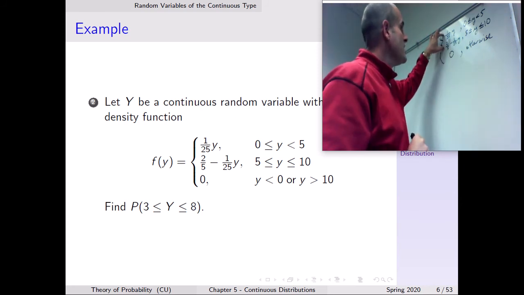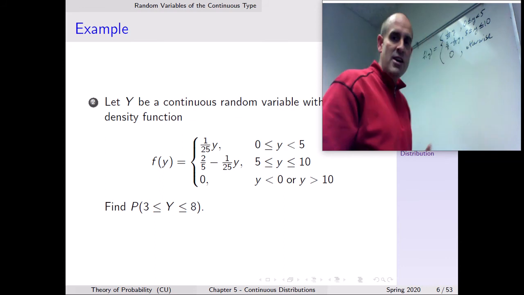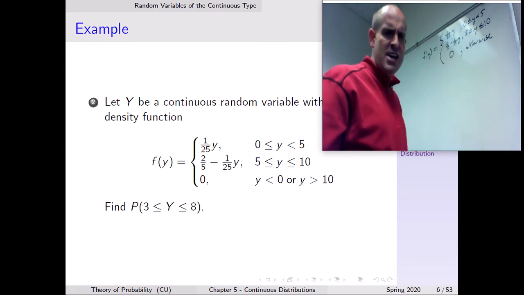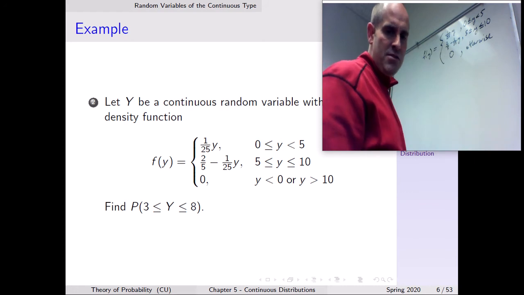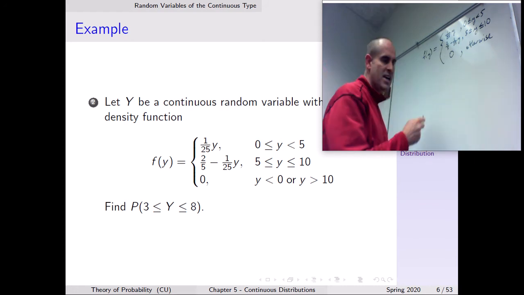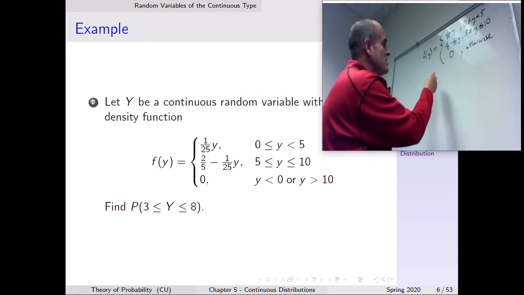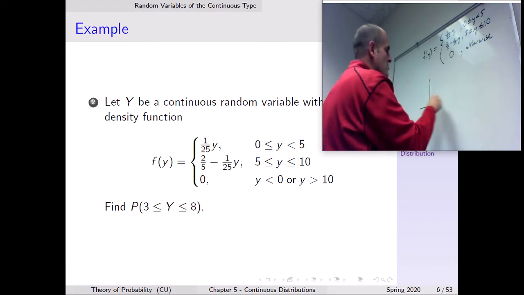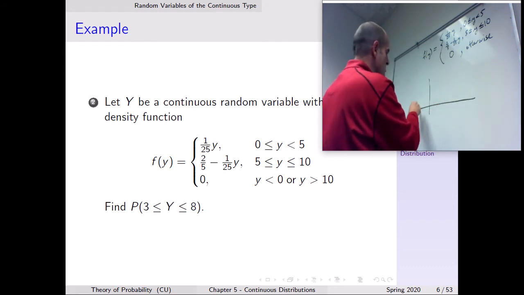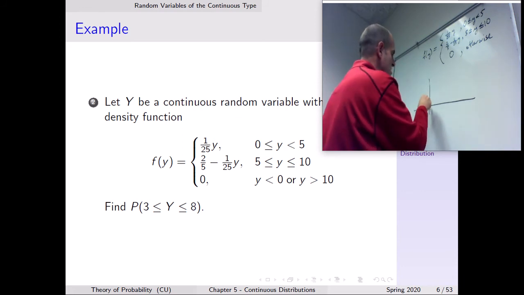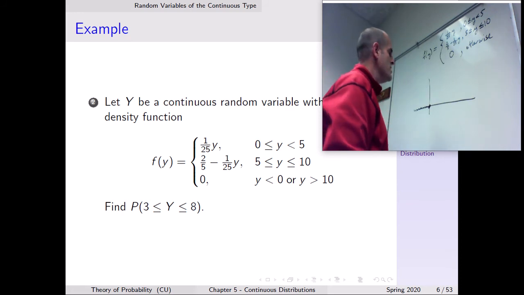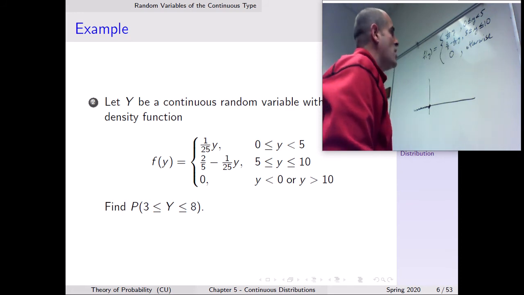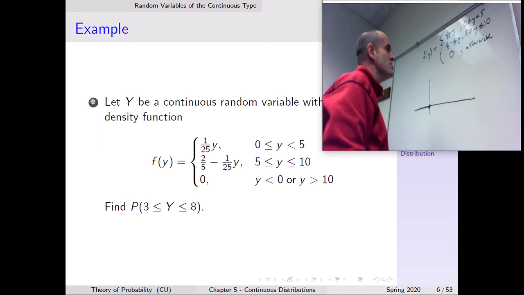Now these two things, there's a little bit more of a question, but let's actually sketch this. We'll take this a little bit deeper than just this question here. Let's actually sketch the graph of this. First of all, this density is equal to 0 all the way to here. Then it's equal to 1/25 y if y is between 0 and 5.